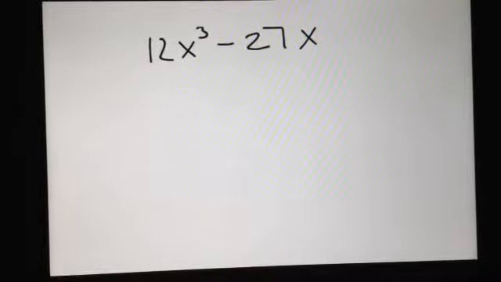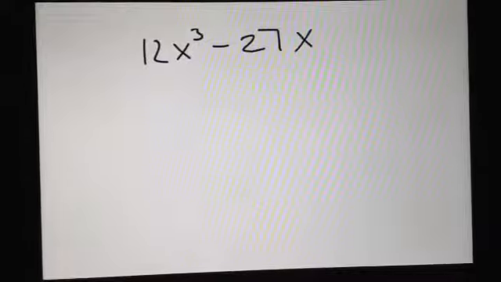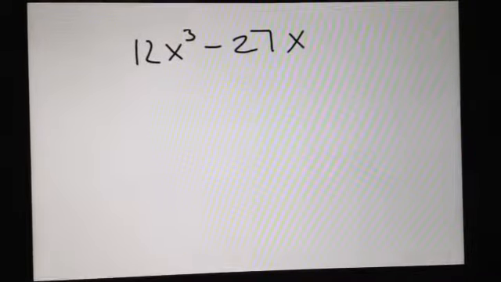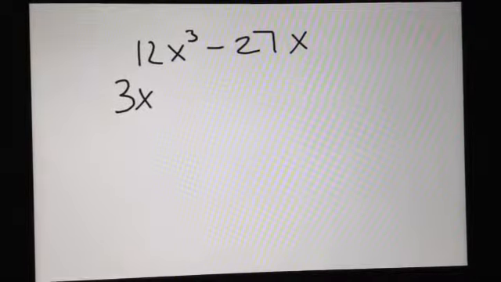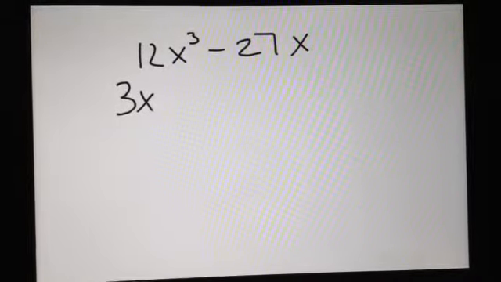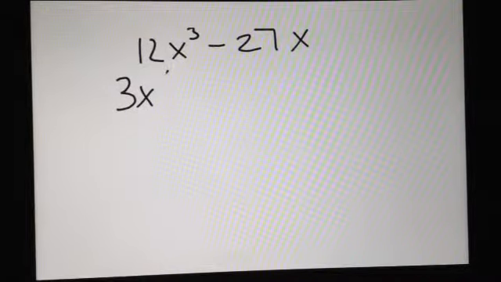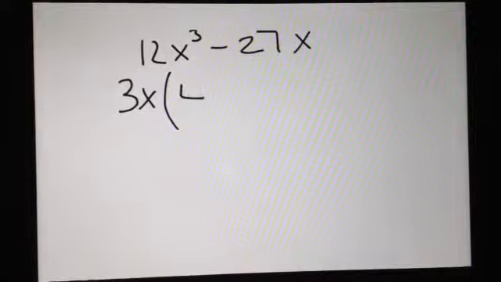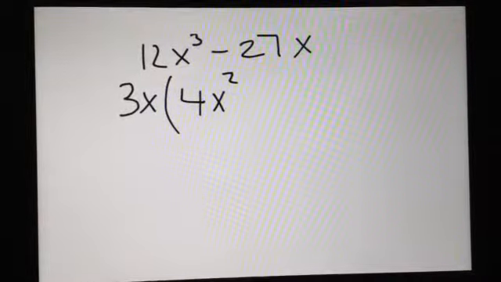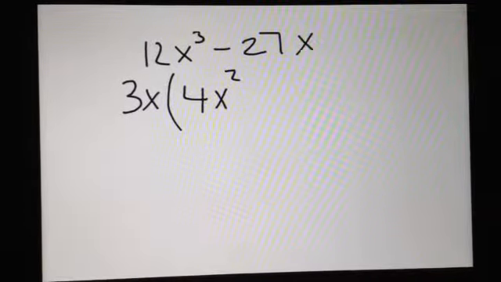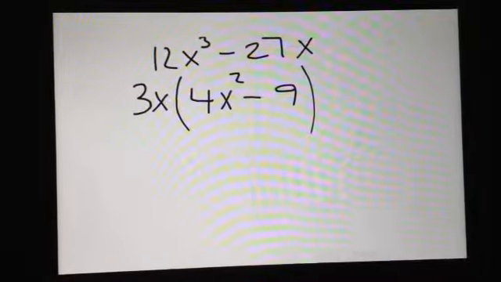Okay, so we have to find something that both of these have in common. So right now, the only thing I can see that both of these have in common is a 3x. So I'm going to pull out the 3x. Now you have to divide everything inside by the greatest common factor. So 12x cubed divided by 3x ends up being 4x squared. And then 27x, take out the 3x, will end up being a minus 9. Okay, so now we have that.